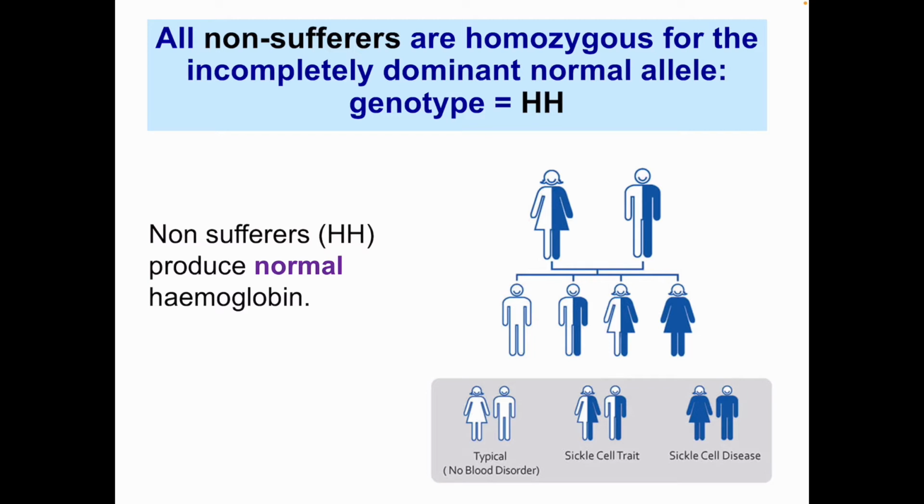If you are a non-sufferer of sickle cell, then you are homozygous for the normal allele, which we will call H, because it codes for normal haemoglobin. Non-sufferers will all produce normal haemoglobin.